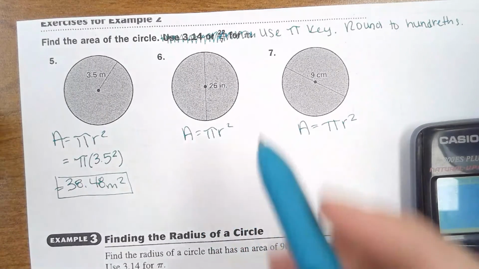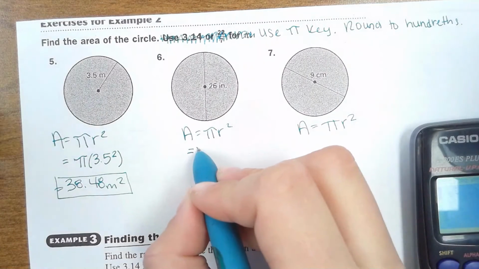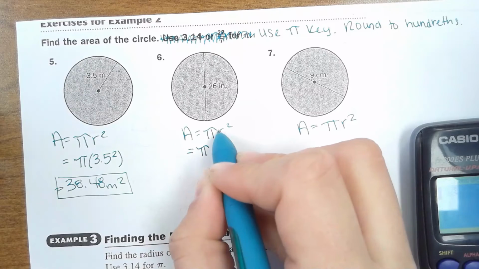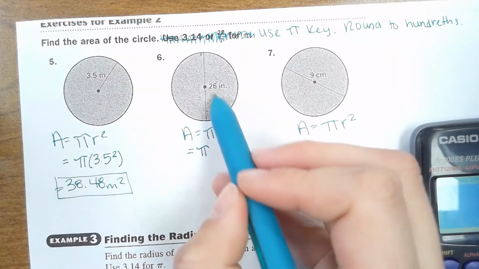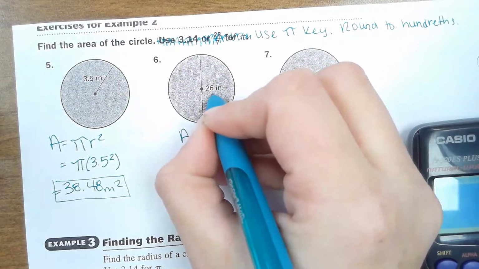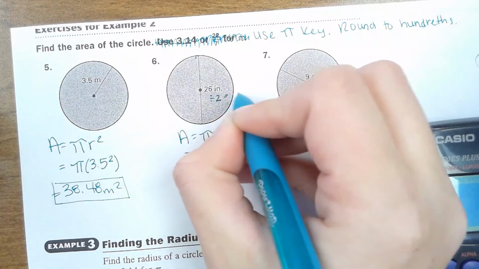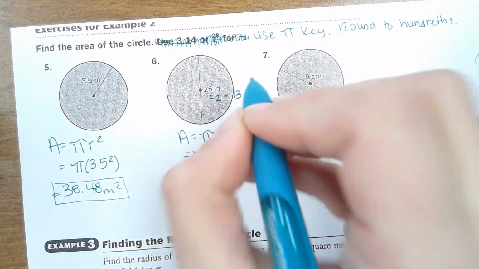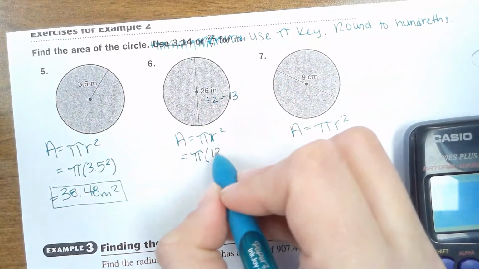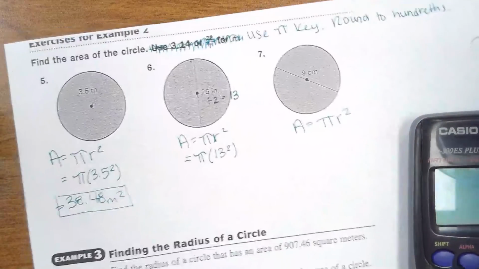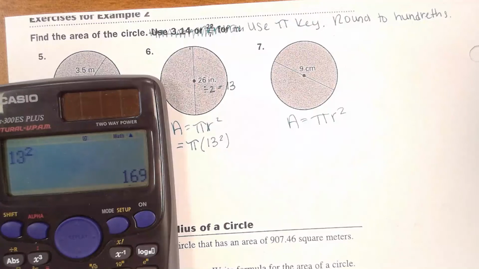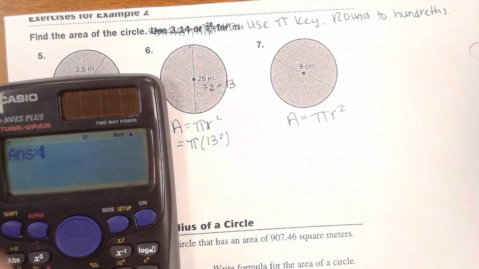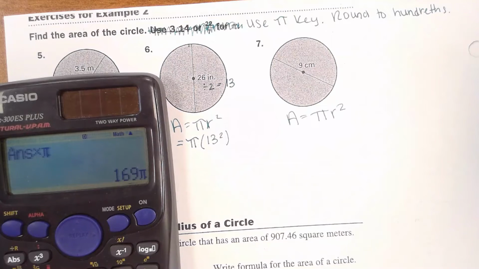All right, next one. Again, if you're just using the pi key, just keep pi in your answer. R is radius, but notice how they gave us the diameter. The diameter was 26. Remember, to get the radius, you just divide it by 2. So 26 divided by 2 gives us 13 as the radius. I'm going to plug in 13 for R, and then I can simplify. 13 squared is 169. Multiply that times your pi key in your calculator, and you should get 530.929.